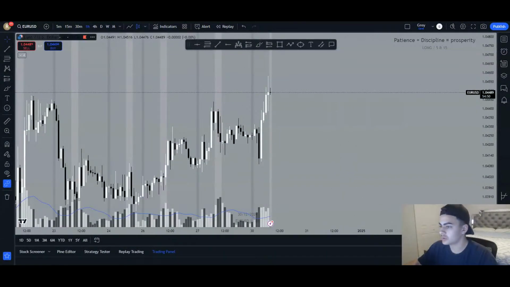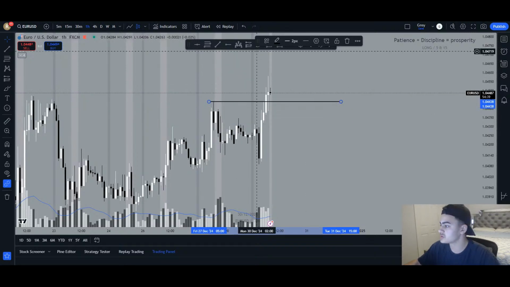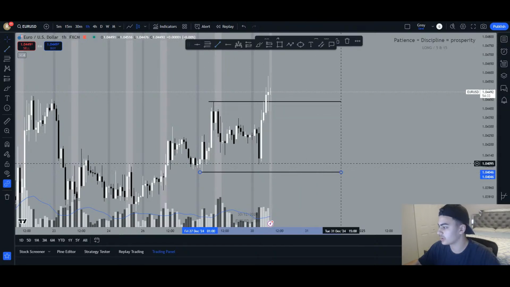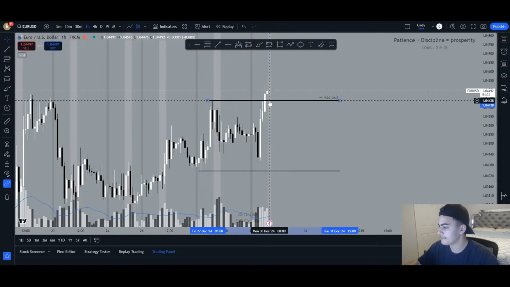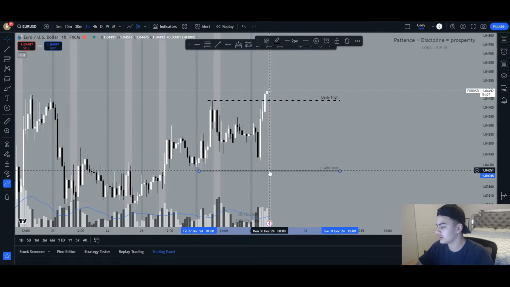Okay, so we're on Euro USD, 1 hour time frame. I'm gonna grab this tool, mark this as the daily high of yesterday. It was the peak of yesterday. I'm gonna mark the daily low of yesterday, which was the lowest point where the market reached yesterday. And we'll name them daily high and daily low right here.